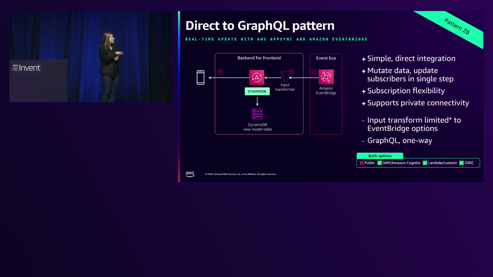And with this approach, we also have the ability to support private connectivity. That was true for the other pattern with Appsync as well. We can use private APIs with AWS Appsync to restrict communication just to our VPC, if that makes sense for your workflow. Again, this is using GraphQL. These are still one-way subscriptions.